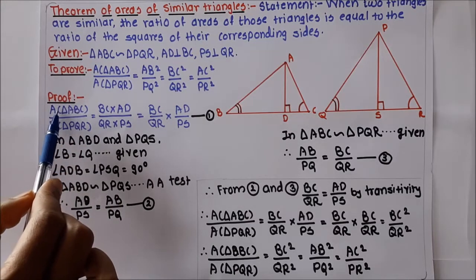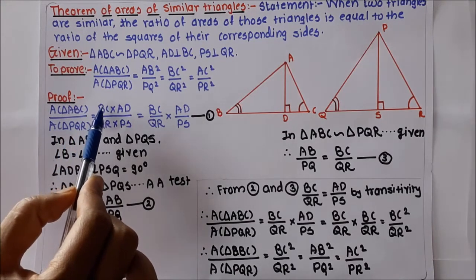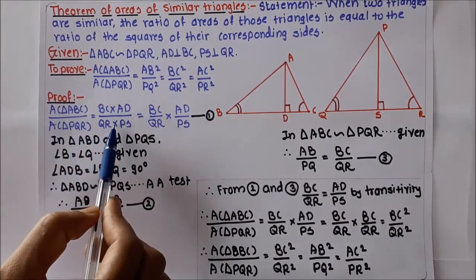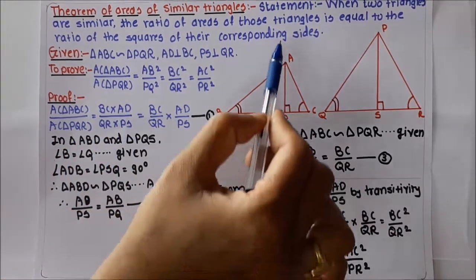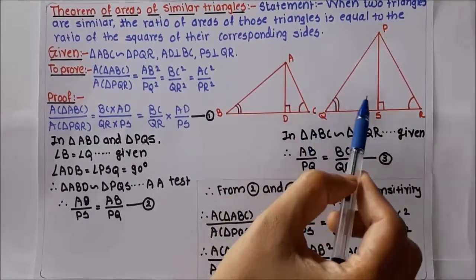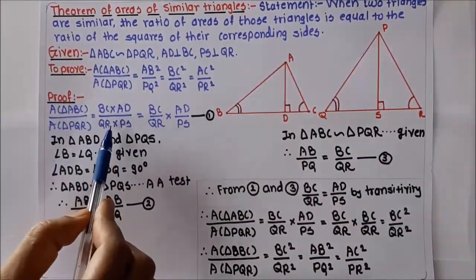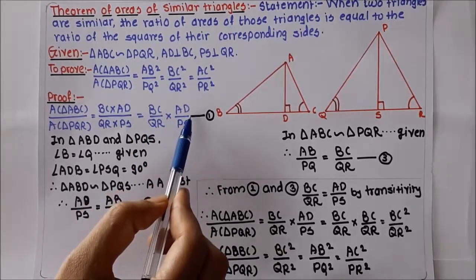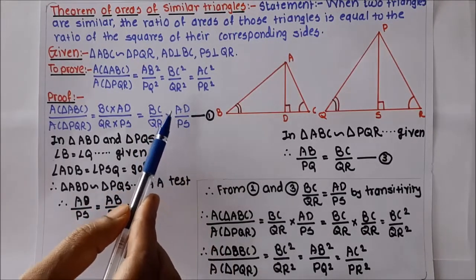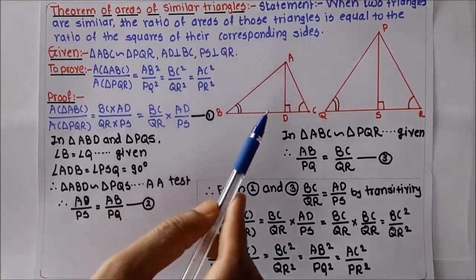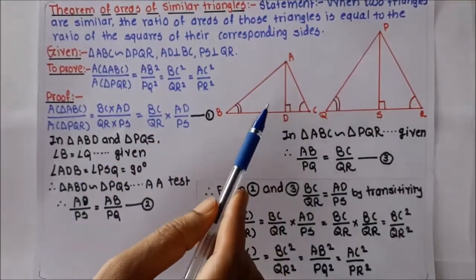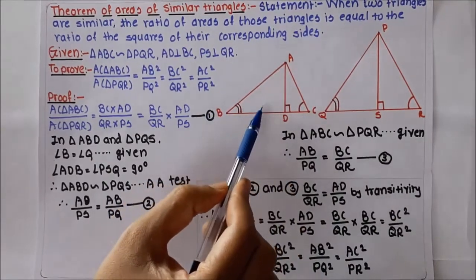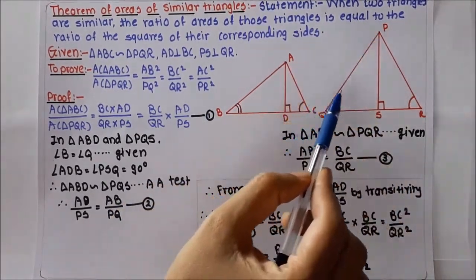Therefore area of triangle ABC is equal to BC into AD, and area of triangle PQR is QR into PS. This is your height and base, and therefore their ratio is BC upon QR into AD upon PS. This is our statement number 1. Now for this proof we have to consider two triangles. At first we will consider this smaller triangle ABD and triangle PQS.